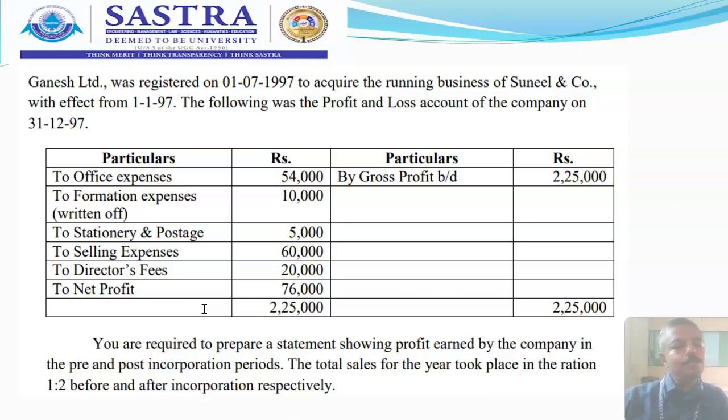However, you can also use the same ratio to apportion the amount. The ratio for the post-incorporation period is 2 by 3. So out of 2,25,000, you multiply by 2 by 3, and you will get rupees 1,50,000. Now you can also verify the pre-incorporation period amount and post-incorporation period amount. If you add these, you will definitely get the total amount given in the question as gross profit.